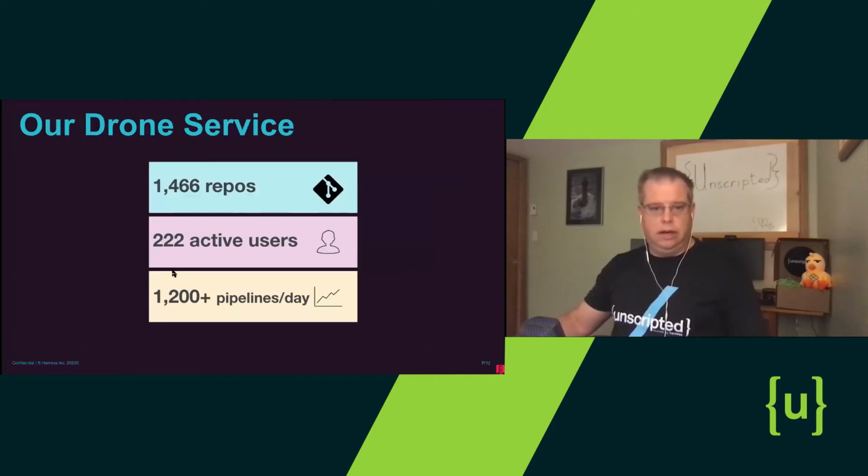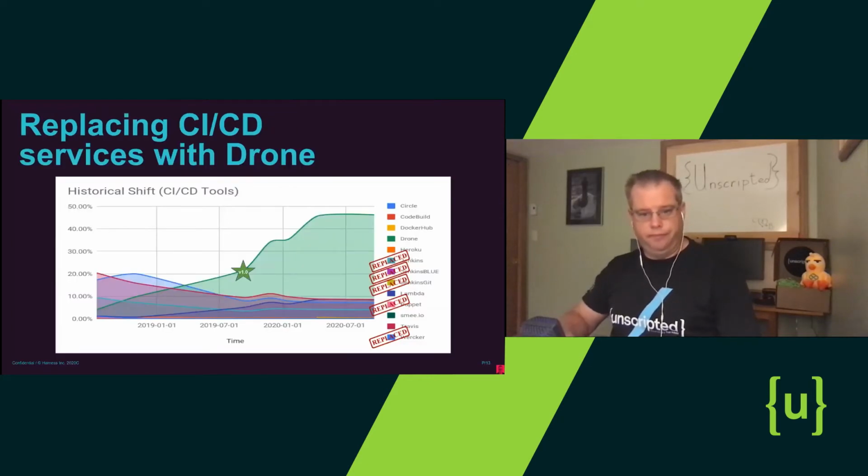Right now in our environment, we have 1,466 repositories and run roughly 1,200 pipeline builds a day with 222 active users. But in reality, this is what we have now, but it didn't start that way. When we started this whole thing, we had all sorts of different services out there. What I've got on the screen are the top ones that were in use at that point in time, and we kind of followed those all the way through.